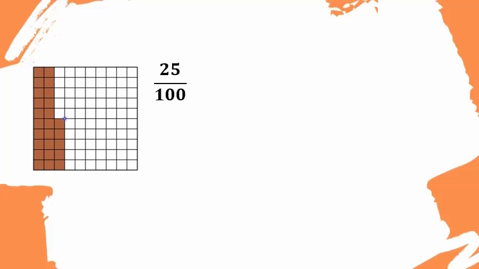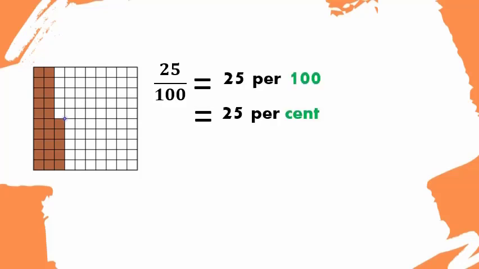We said that percent includes two words, per and cent. Per means every and cent means 100, because it comes from the word century. So, 25 hundredths is the same thing as 25%. Percent is shown with this symbol.